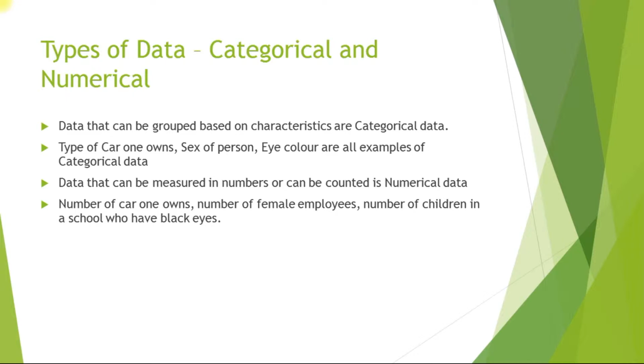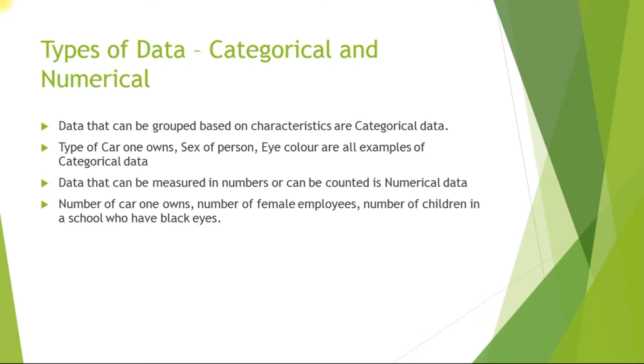Okay, so now let us talk about the different types of data we have. We have categorical data and numerical data. The data that can be classified or grouped based on some characteristics is categorical data. An example of categorical data can be the type of car one owns. Maybe one may own a Maruti Suzuki Dzire, one may own a Mercedes Benz. So these are all types of car one owns, and this is a good example of categorical data.